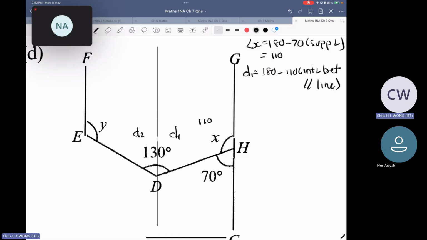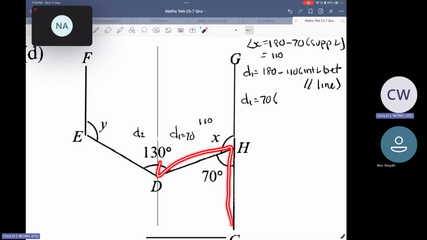But if you do not want to minus from 180, you can also say D1 equals 70. What's the reason? Alternate angle, very good. Straight away you can do that because of alternate angle. So it's up to you. Either one. So 70. So what is D2?